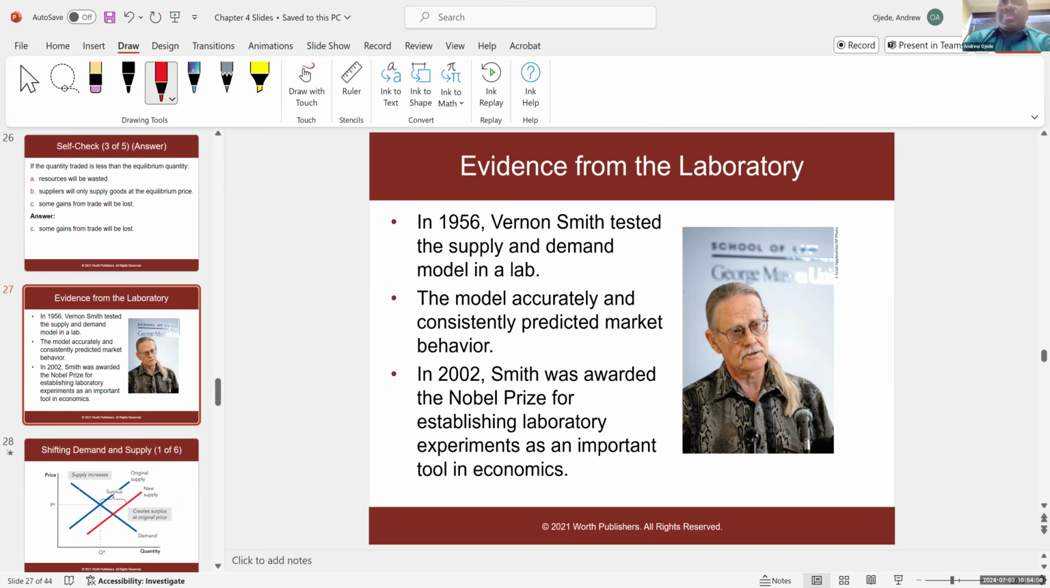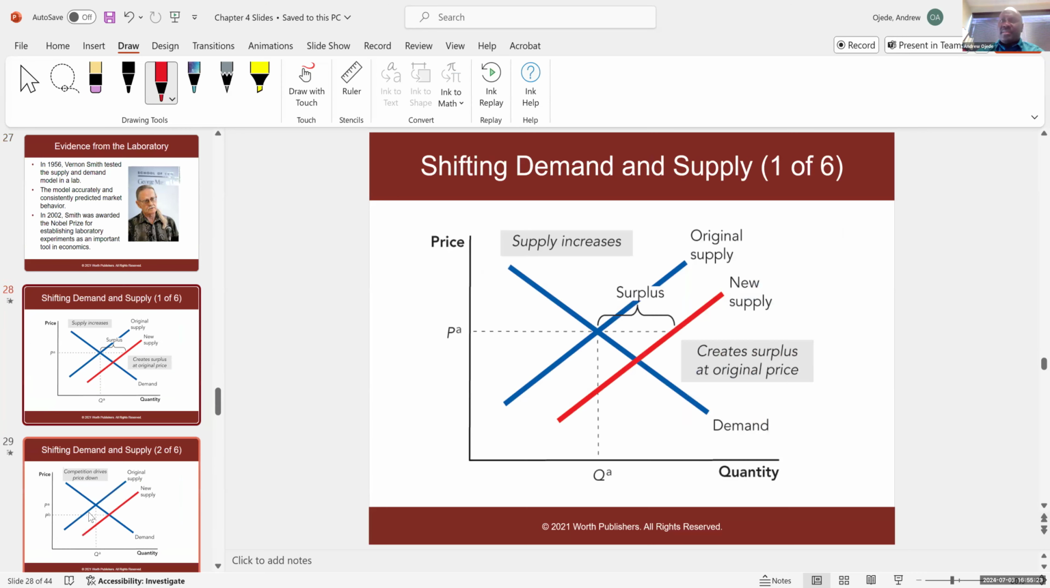Okay, let's talk about some evidence from the laboratory. In 1956, Vernon Smith tested the supply and demand model in a lab. The model accurately and consistently predicted market behavior. In 2002, Smith was awarded the Nobel Prize for establishing laboratory experiments, an important tool in economics. See how far economics can take us, right?